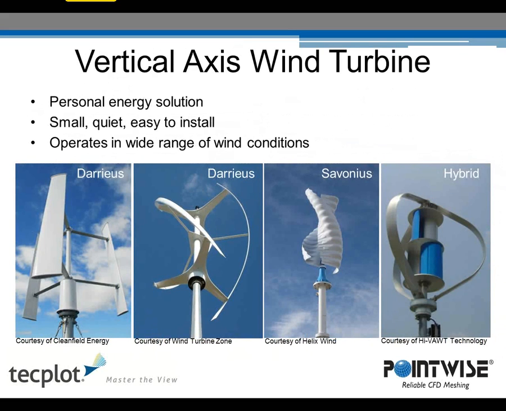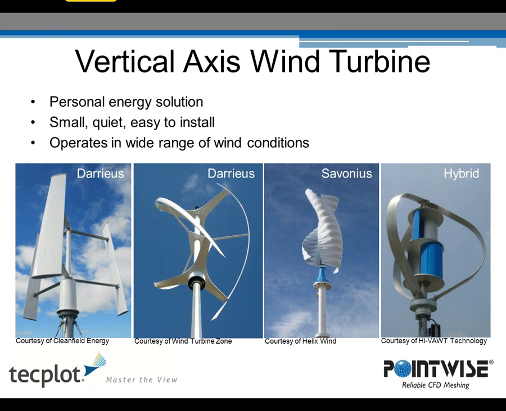Narrowing it down a little further, the vertical axis wind turbine is really a personal green energy solution. It's a way to bring energy right to where it's needed. They're very small, quiet, and relatively easy to install. They can operate in a wide range of wind conditions. One of the major benefits is they can take wind from any direction because they rotate about an axis that's perpendicular to the wind. They don't have to yaw into the wind. And they operate very well in the fluctuating, turbulent wind conditions generally found around buildings in urban areas.